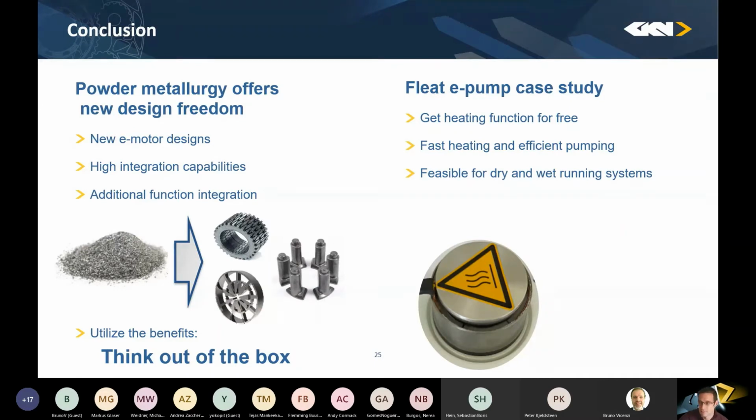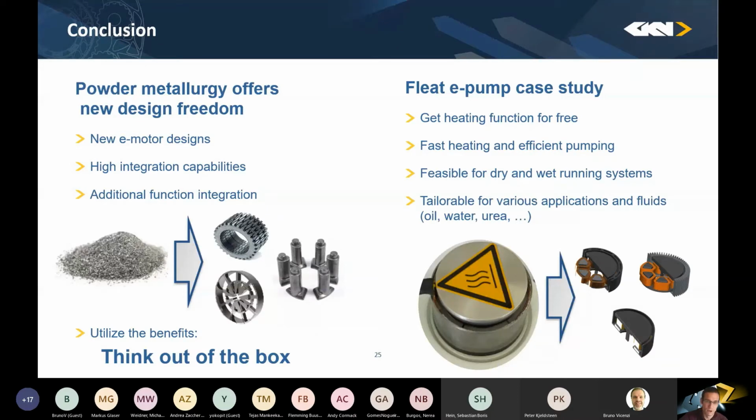And this system is also feasible for dry running systems and for wet running systems, so you can use it in the different kinds of pump concepts, regardless of which one you prefer. And what we do very often is custom-made and tailor the applications to the specific customer's demand, meaning designing the housings, designing the fluid channels, adapting the resistivity, the resistance of the material, so that we can heat very locally and heat only whatever the customer needs.